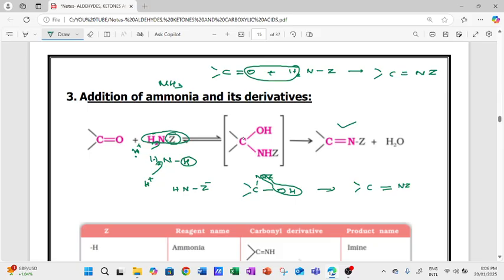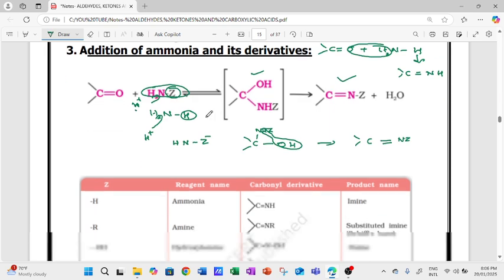So it's not compulsory to show the mechanism and write the intermediate and all. We can quickly write the product in this way. If it is ammonia, you just write C double bond O plus, for ammonia, H2N-H. Then this water is eliminated so that we get carbon double bond NH, which is imine.